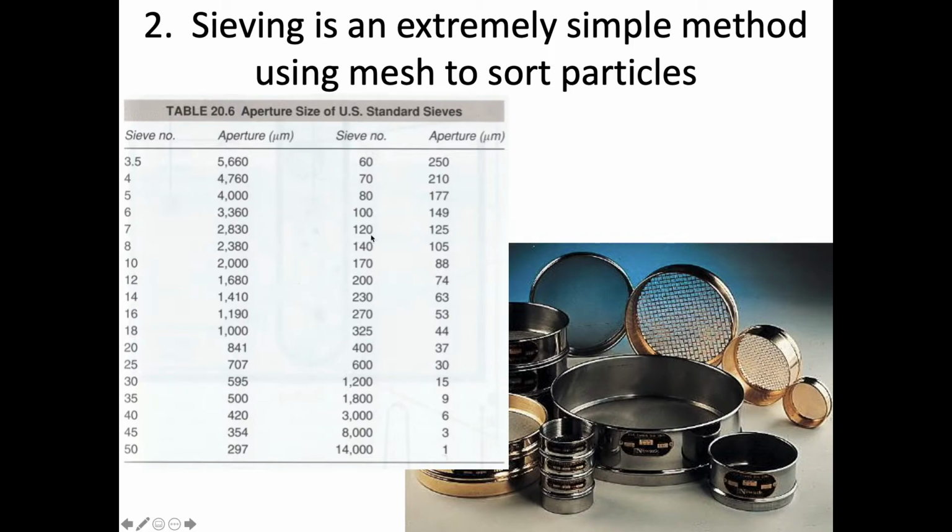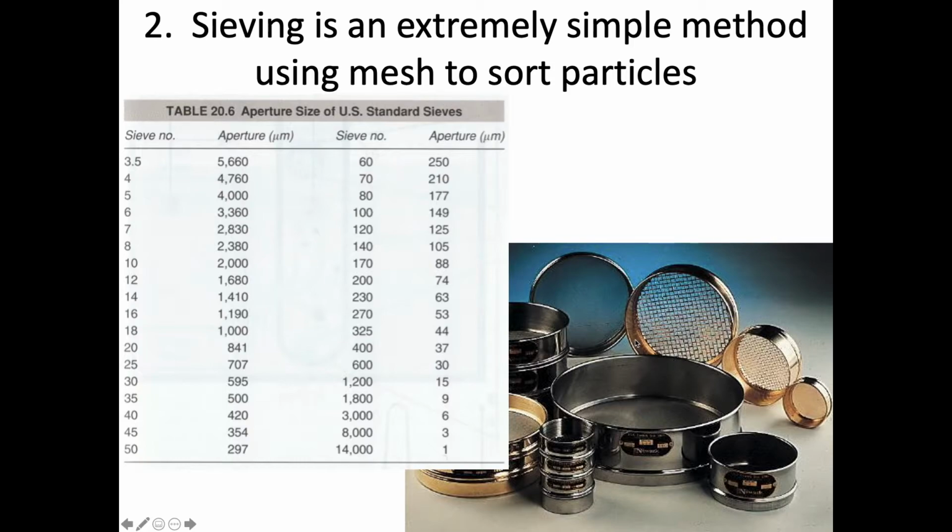And then the higher you go, if we go up to 325, this is one of the ones that we used in lab, that has an opening size of only 44 microns, so much smaller. That gives you the relationship between sieve number and the aperture opening. And there's a series of these, and you can buy lots of different combinations.